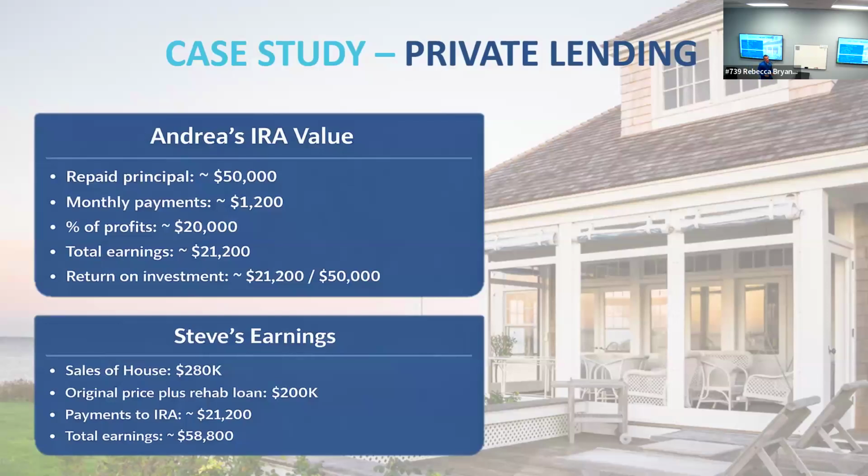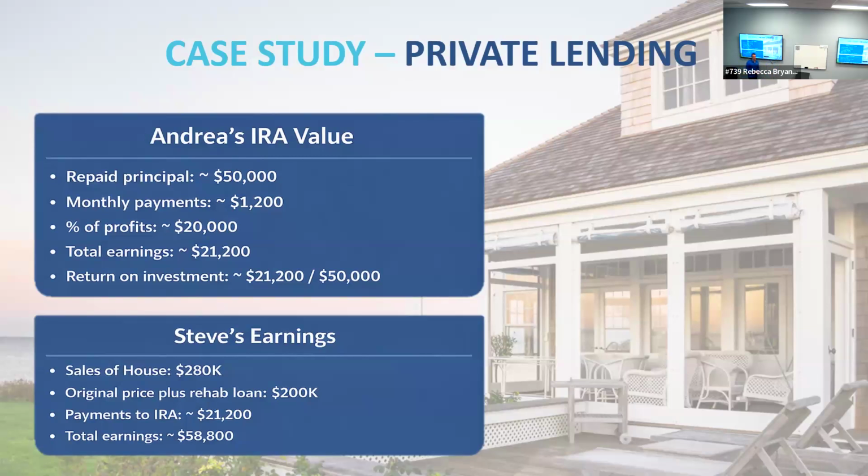So this is the end result of that. So Andrea's IRA value, the repaid principal, she lent it out 50,000. She got that 50,000 back. The percentage of the profits ended up being $20,000. So her total earnings here ended up being $21,200. And then Steve's earnings, he had the sale of the house.